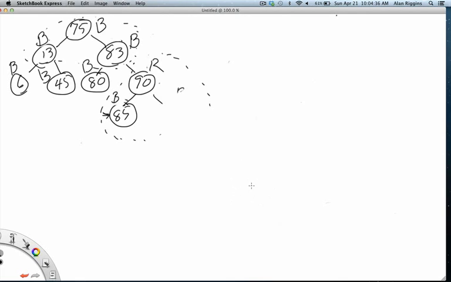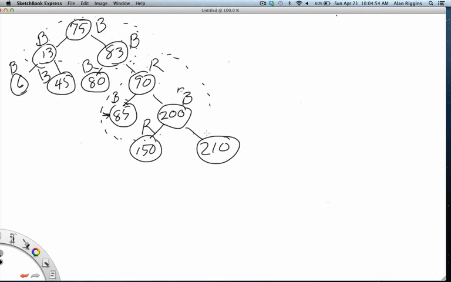So we have 200, 150, and 210. Having done the rotation, now we recolor, and this is black, red, red. This is always the pattern after a rotation. So again, we have restored this to a valid red-black tree condition.